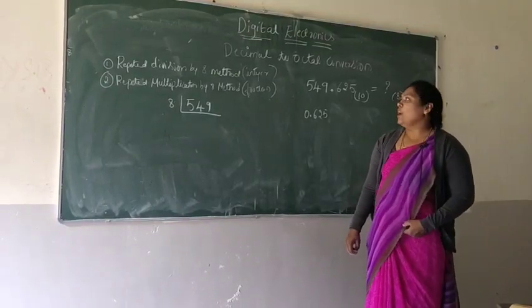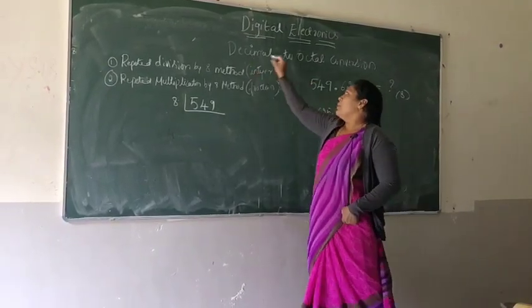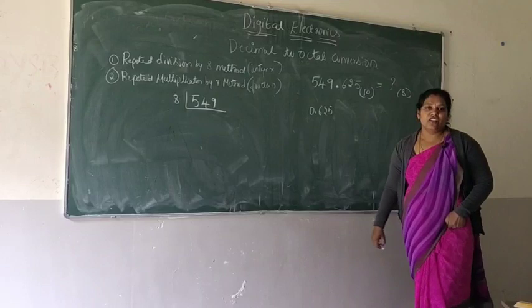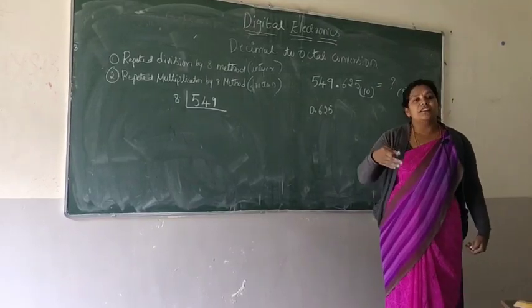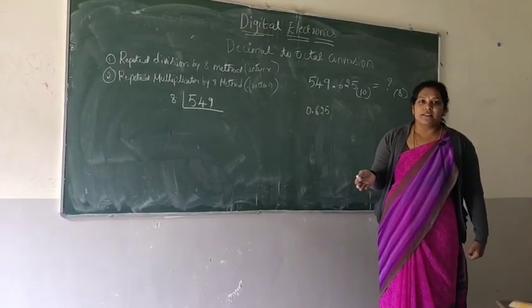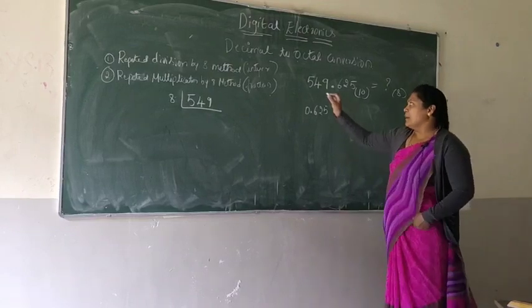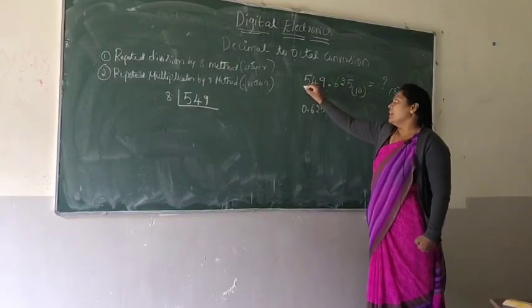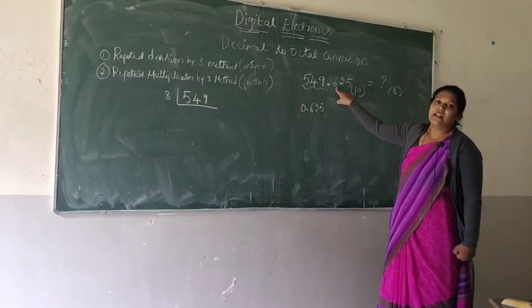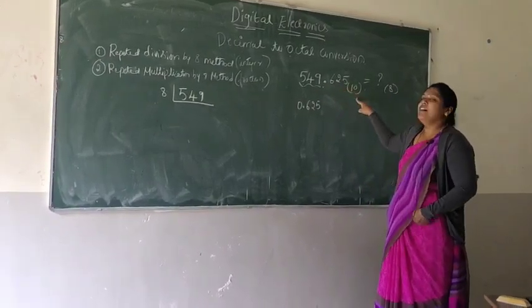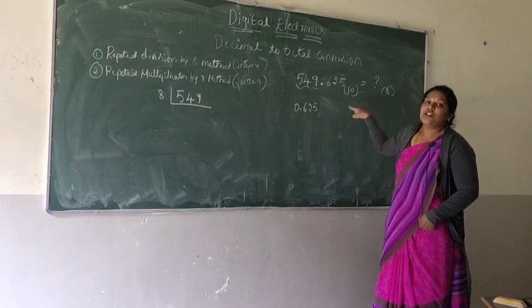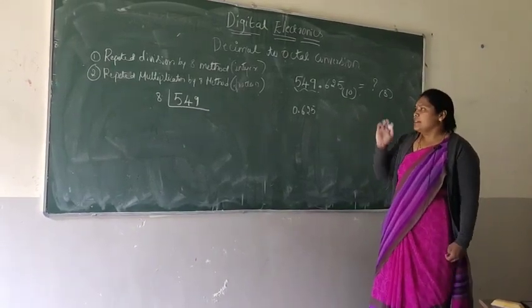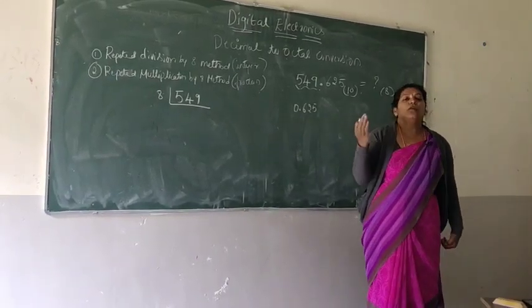Okay. Now we are going to convert from the decimal to the octal number conversion. You are converting a number from the decimal number system to the octal number system. In this one you have taken an example, 549.625. Here 549 is the integer part, and .625 is the fraction part in the decimal number system.